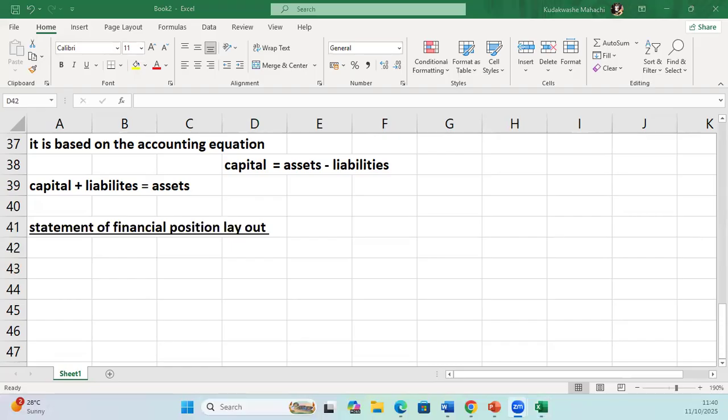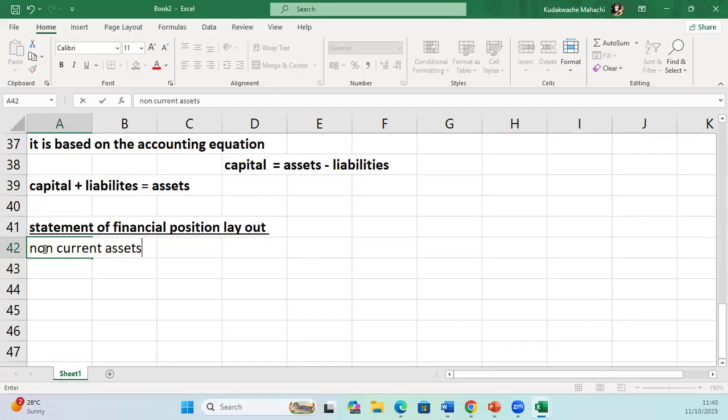Okay, so if we are preparing the statement of financial position, we start with the assets, the non-current assets. The non-current assets are the assets that stay in the business for a long period of time. So these are the assets that we can have for years, more than a year. Which are the non-current assets?